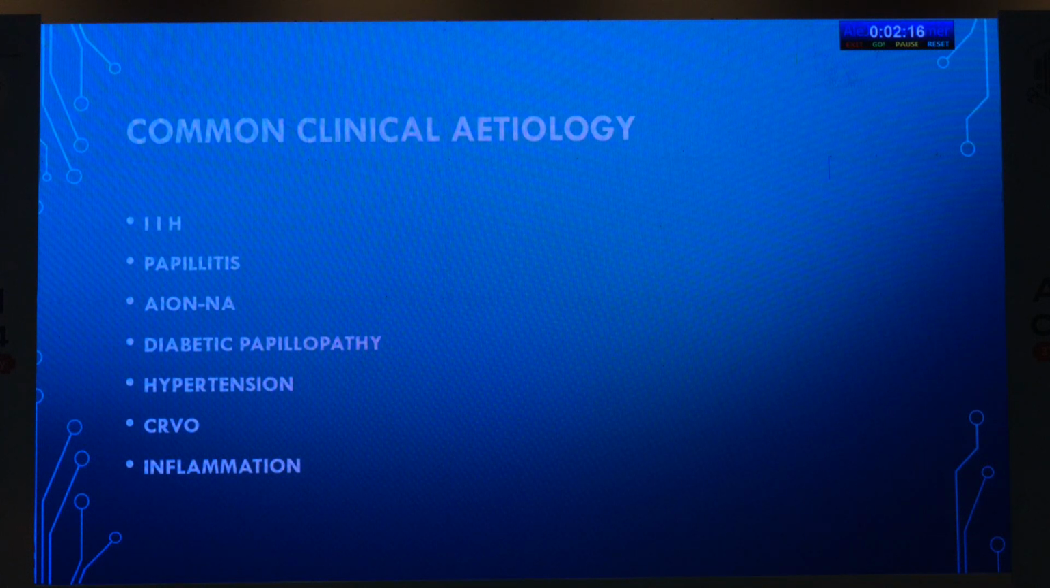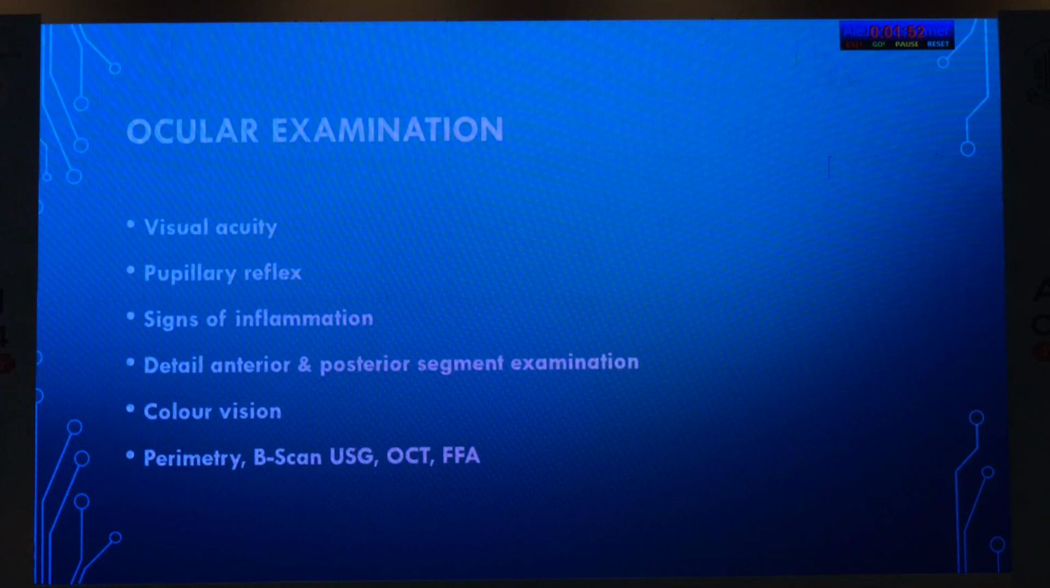Then papillitis. It is an ocular emergency. Amongst all the causes of disc edema, papillitis is the most urgent. We have to treat it immediately with steroid pulse therapy. That is also more common in the younger age group. And AION, anterior ischemic optic neuropathy, is the commonest in older adults. Diabetic papillopathy, hypertension and CRVO are other causes.